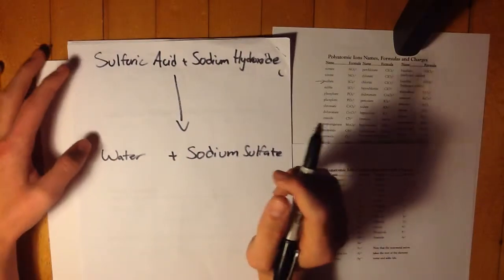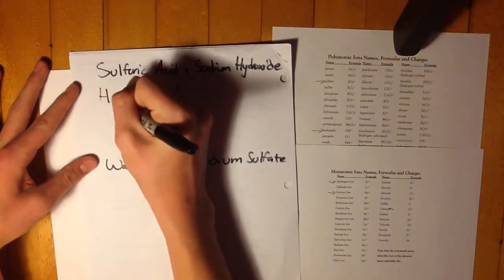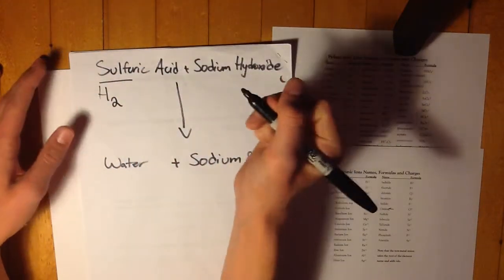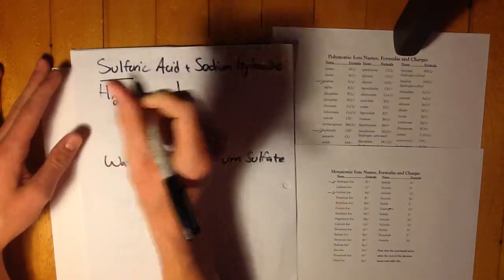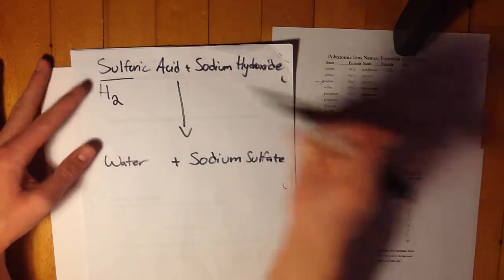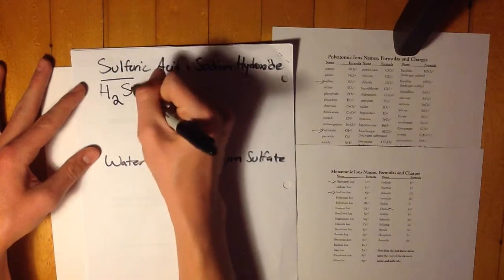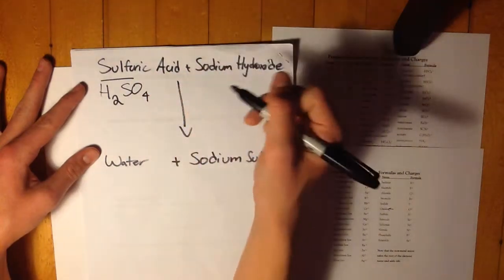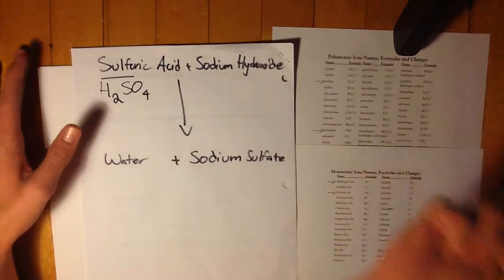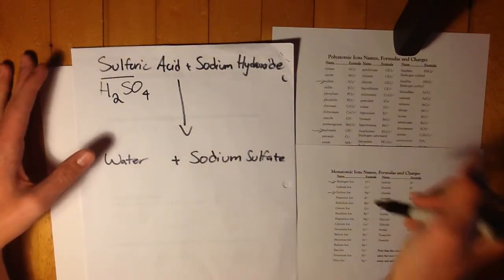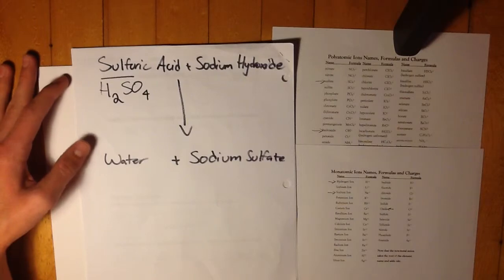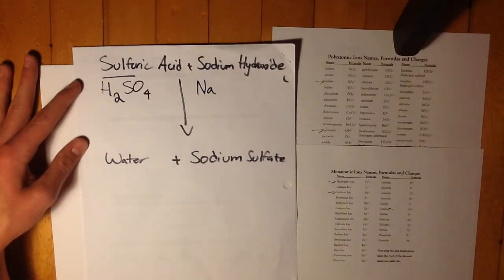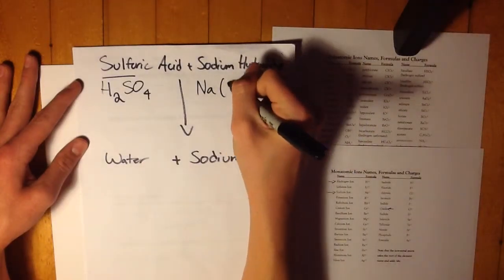So you start off with sulfuric acid, H2, and then you have to know what sulfate is, so you have to go back to your polyatomic sheet, and that is SO4. And then you combine this with sodium hydroxide, again looking back at your ions sheet, so you get Na. And then hydroxide is OH.